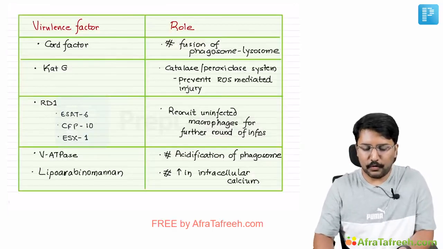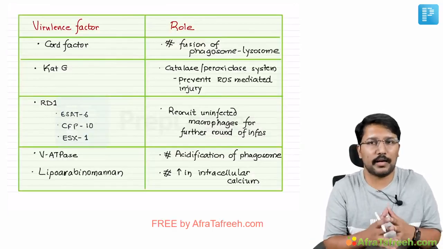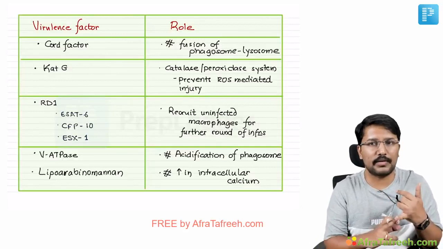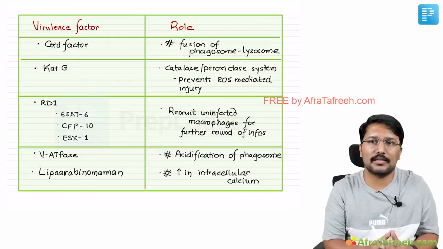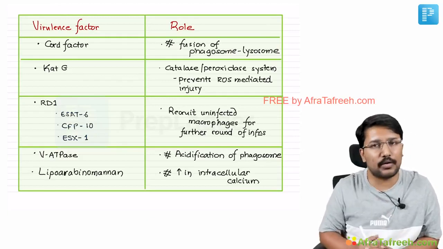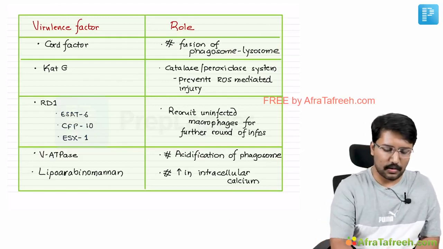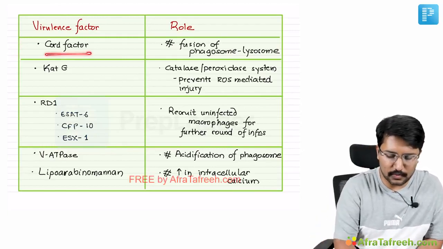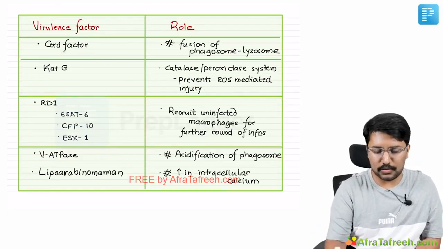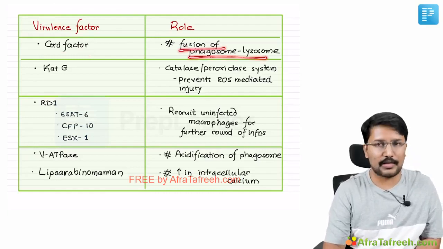Okay, so now before we wind up, let us take a quick recap of the important virulence factors. So foci we have discussed about the pathogenesis. Now for us, these virulence factors are going to be very important MCQ areas. So their role and where they are present is an important thing. So the first thing I'm talking about is what we call cord factor. As I've already told you, it inhibits the fusion of phagosome and lysosome.